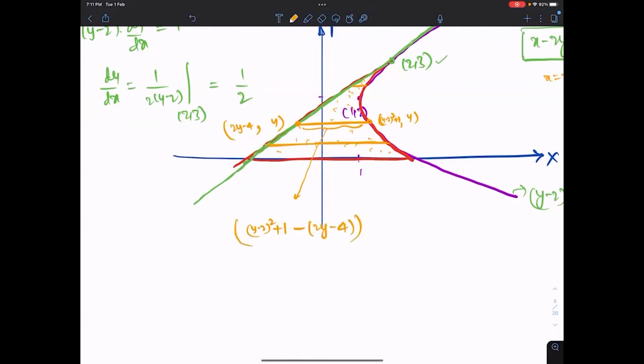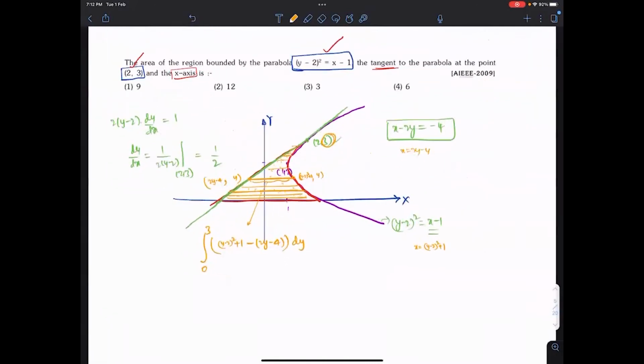Now what is the height of the rectangle? dy. Integration from where to where? In these rectangles, the y coordinate is changing from 0 to 3. Okay, 0 to 3. Simple integration, you'll get the area.